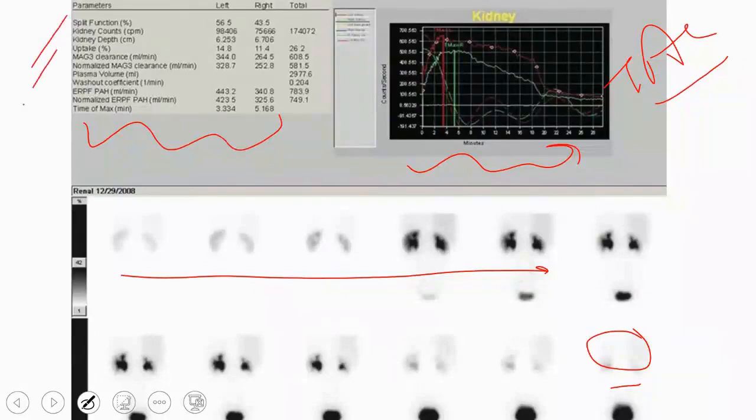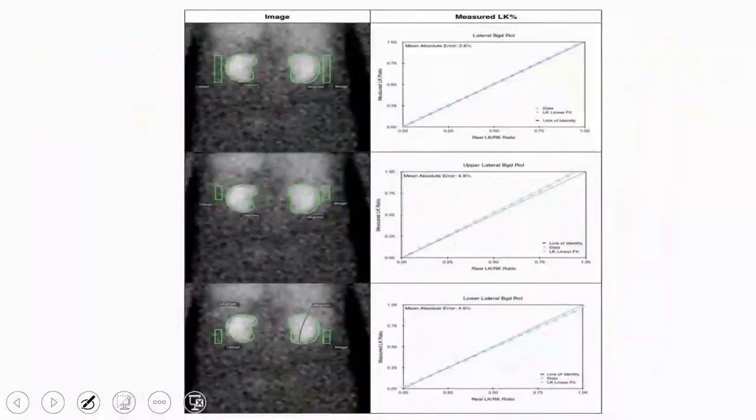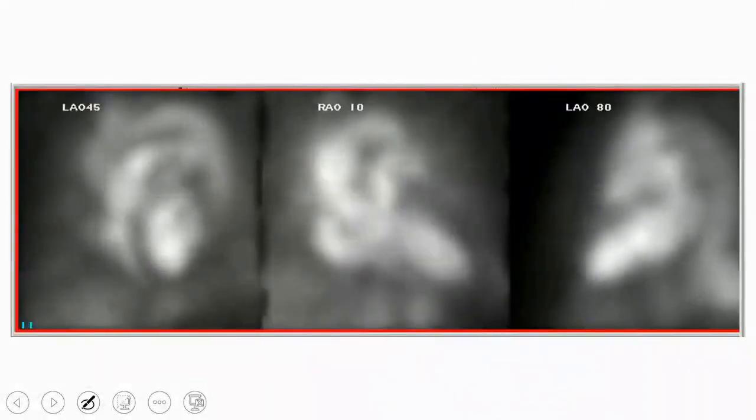The split function, kidney counts, kidney depth, and all these parameters for the left and right kidney and the total begin to be diagnosed based on this information. This is the region of interest that is drawn, and this is the background. It must take the raw background as a reference for its calculations.